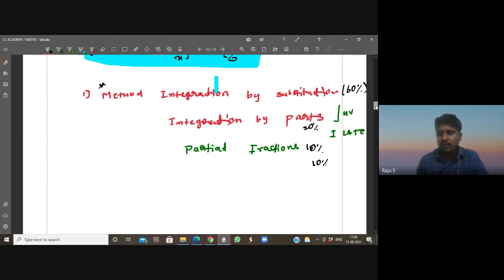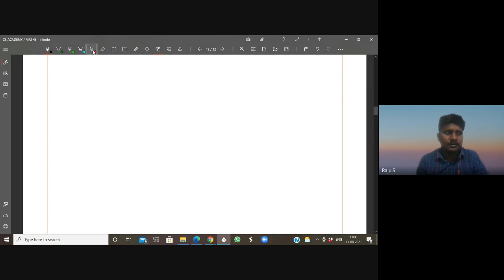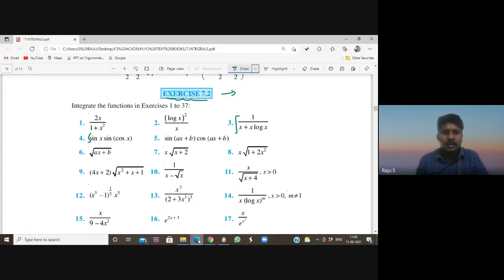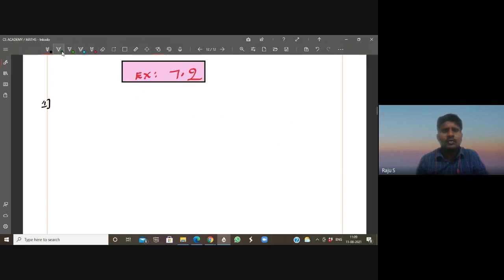So now exercise 7.2. Fine. The first question is: integrate the function in exercises 1 to 37, right? 1 to 37. Let's see here. In every question, you can try to take the integration as I. Okay. So let us take the given function as f of x.